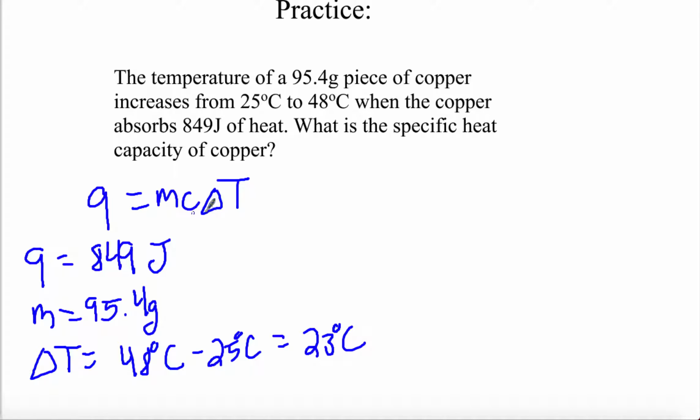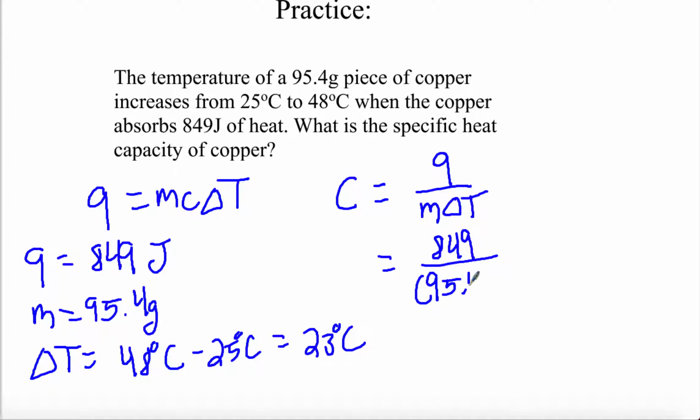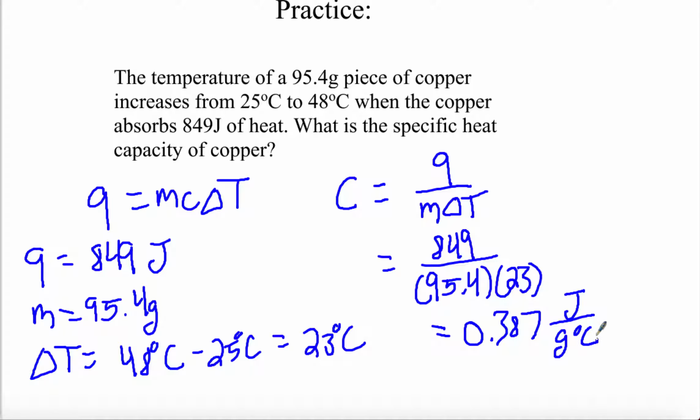Okay, so if we're going to go ahead and rearrange this, you get that the specific heat capacity is equal to the heat divided by mass times the change in temperature, which equals 849 over 95.4 times 23. And we get the specific heat is equal to 0.387. Now the unit here is going to be joule over gram centigrade.